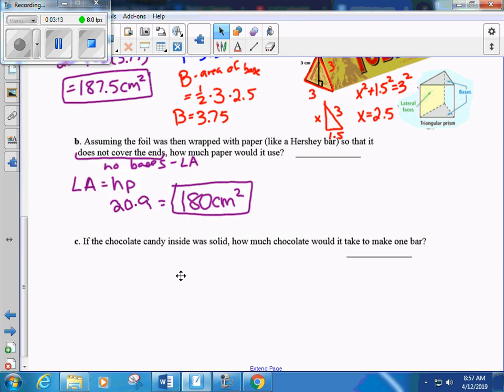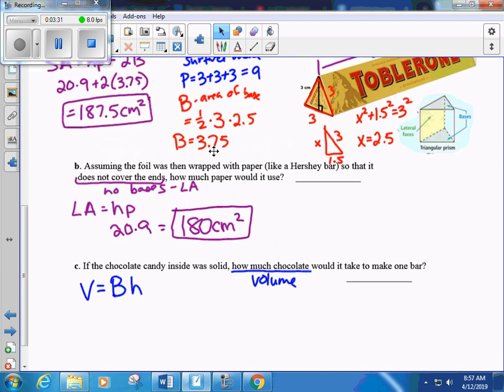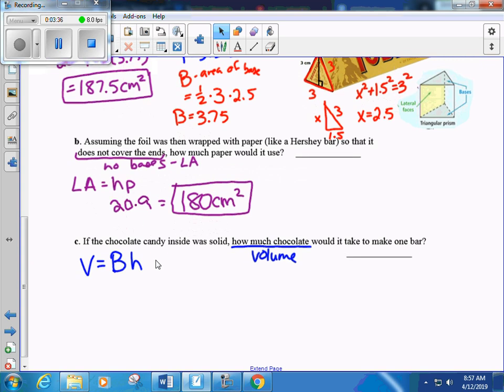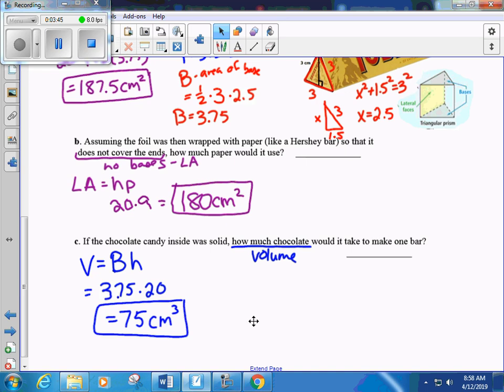All right, now volume. This says if the chocolate candy inside was solid, how much chocolate would it take? So how much chocolate is talking about the volume. I go to my formula sheet, and the volume formula is big B times H. Well, I already know what big B is. I found it up here, so that's kind of nice. And I know that H is 20 because I've already found it. So I just have to multiply those. 3.75 times 20 gives me 75 centimeters cubed, and it's cubed because of volume. Okay, that's different than the areas.